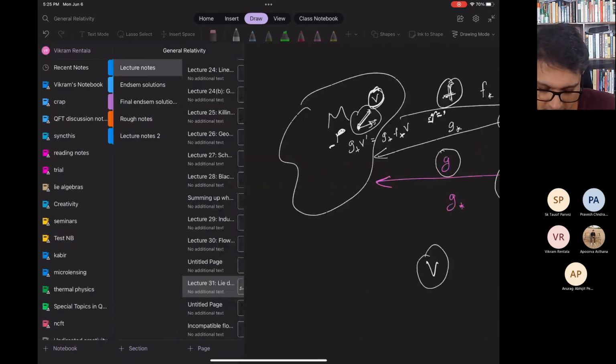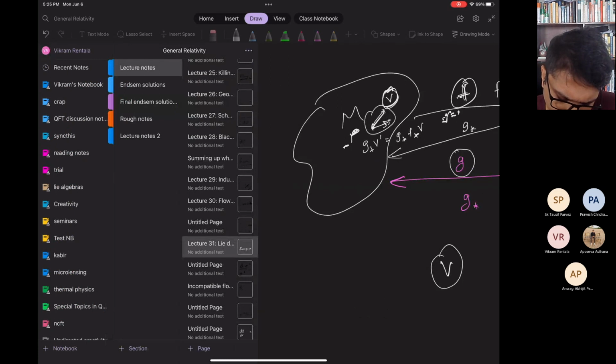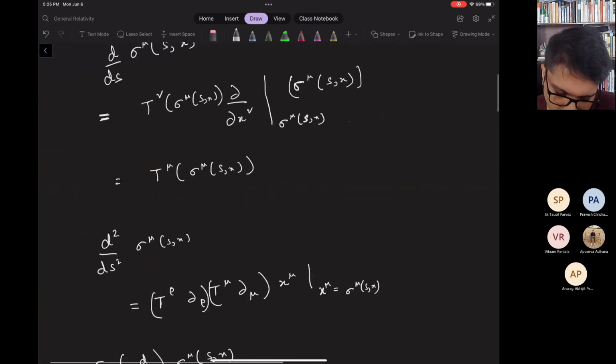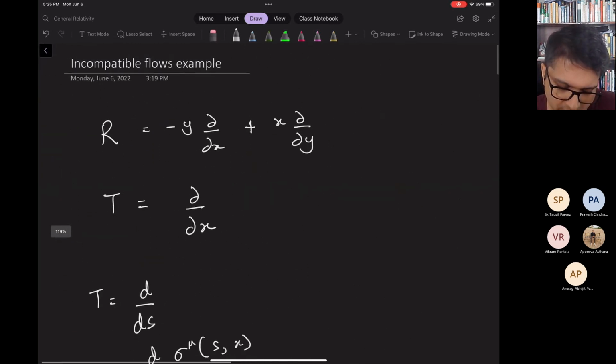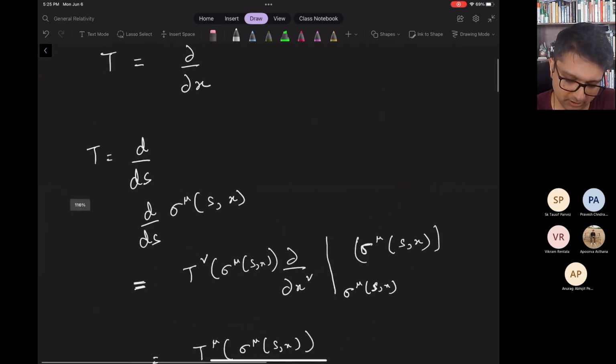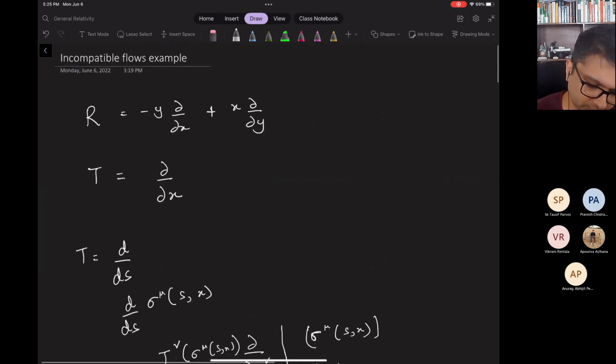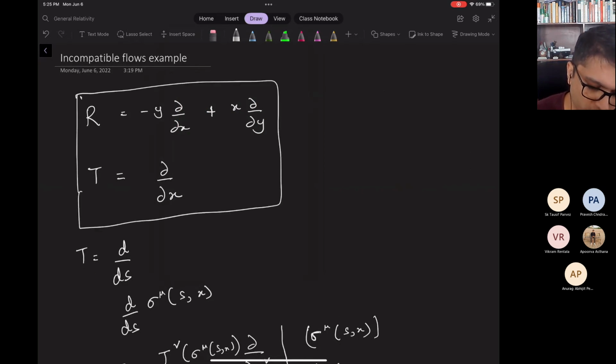Okay, so let me just end with an example. We'll do an example of incompatible flows. Here are two flows. Let's imagine that our manifold is R2, and we have these two flows, R because it generates rotations, and T because it generates translations.